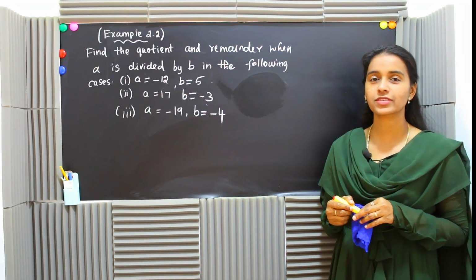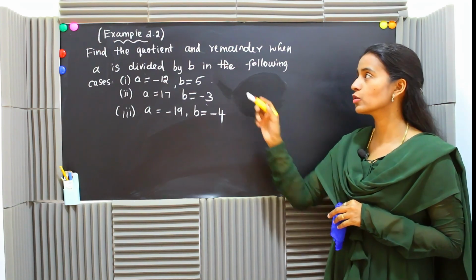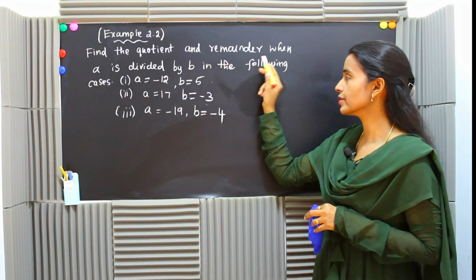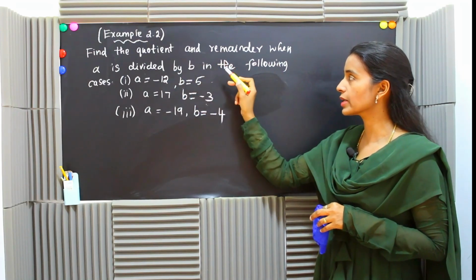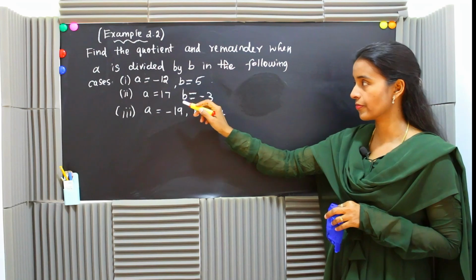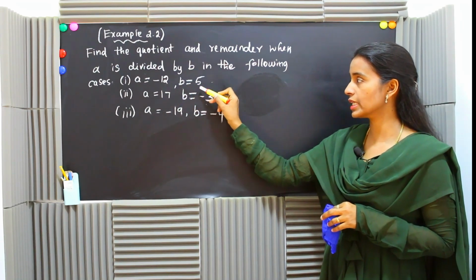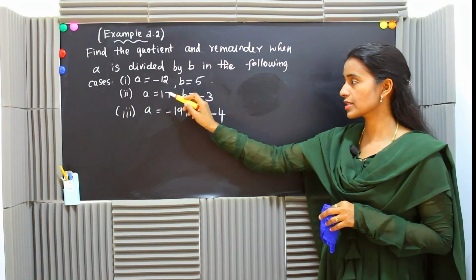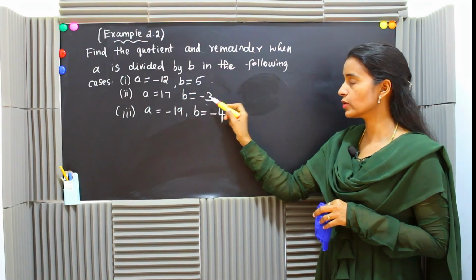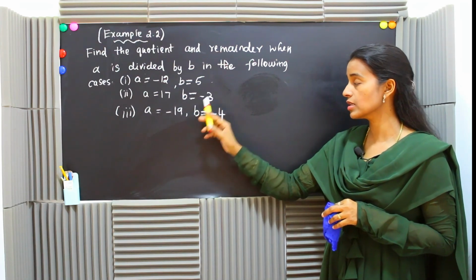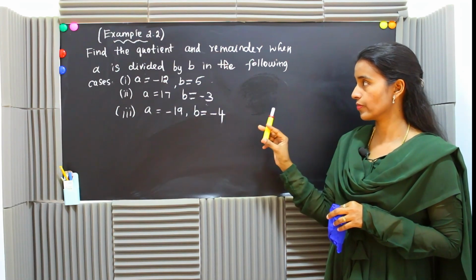In today's class, we will be solving the problem Example 2.2. Here the question is, find the quotient and remainder when A is divided by B in the following cases. First option is A equals minus 12, B equals 5. And second one is A equals 17, B equals minus 3. And third one, A equals minus 19, B equals minus 4.